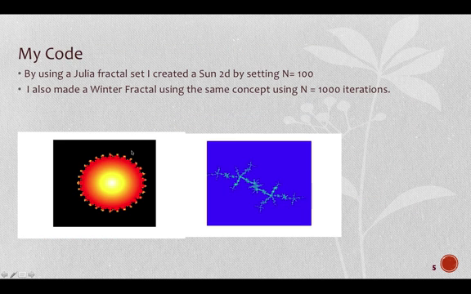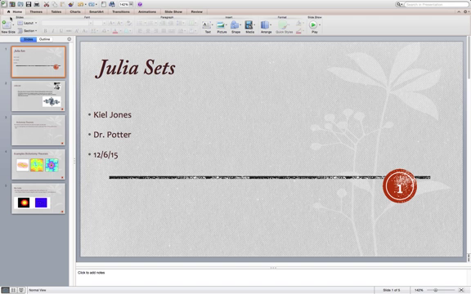My code. I'm using a Julia fractal set, and I created a Sun 2D by setting n to 100. And from our winter fractal, I made a Mandelbrot set, and using n at 1,000 allowed me to create this. So now, I'm going to show you how this works.